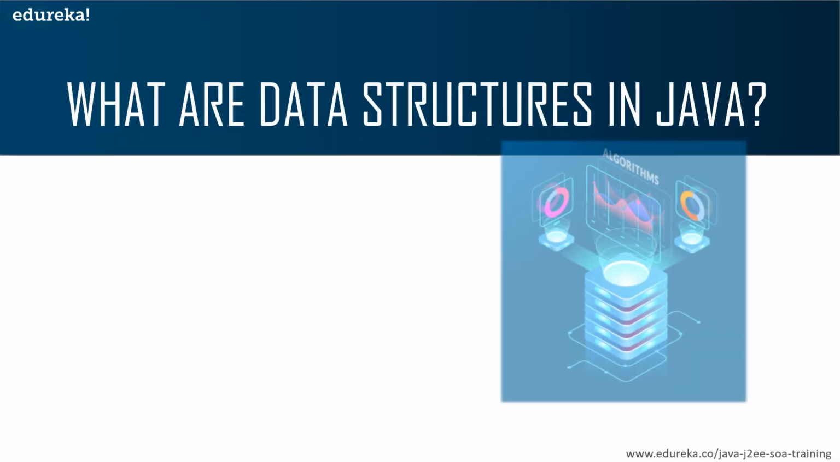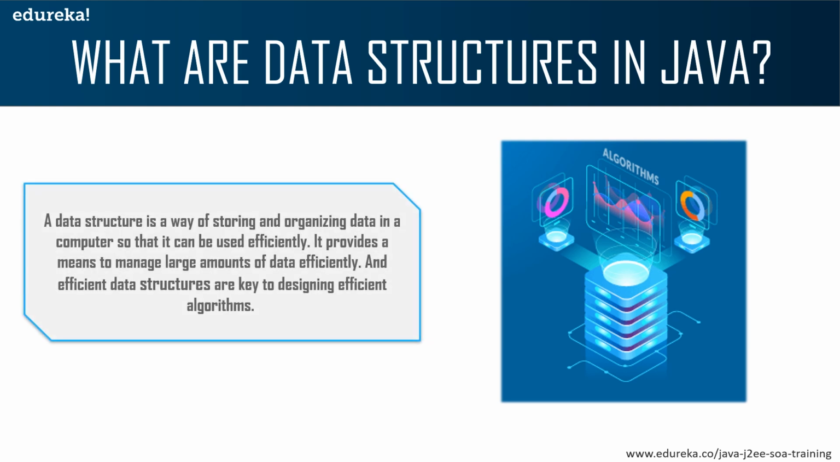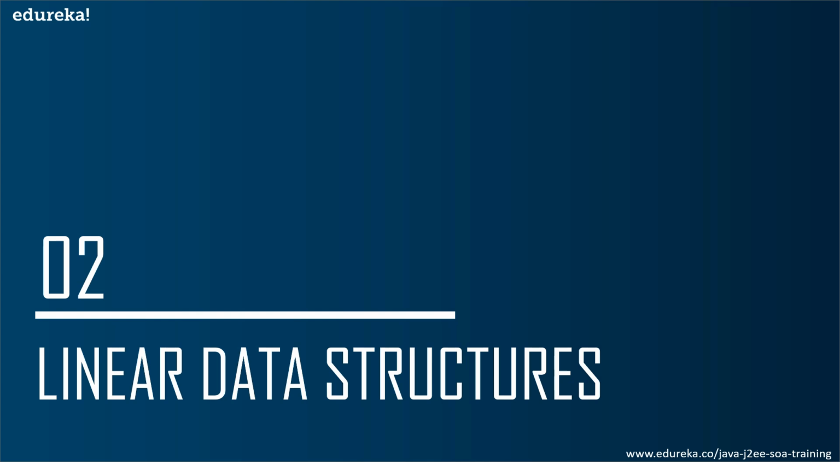First, let's understand what are data structures in Java. A data structure is a way of storing and organizing the data in a computer so that it can be used efficiently. It provides a means to manage large amounts of data efficiently. And efficient data structures are key to designing efficient algorithms. Next, we have two types of data structures, that is linear and hierarchical.